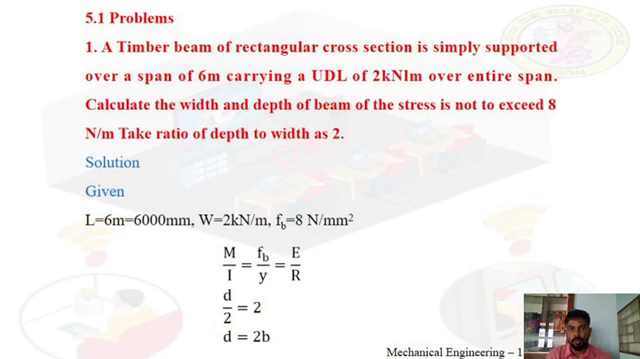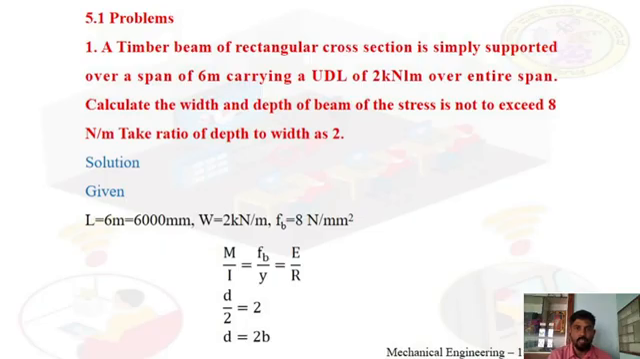The problem number 1: a timber beam of rectangular cross section is simply supported over a span of 6 meter, carrying a UDL of 2 kilonewton per meter over entire span. Calculate the width and depth of the beam if the stress is not to exceed 8 Newton per mm square. Take ratio of depth to width as 2. So immediately list the given data.